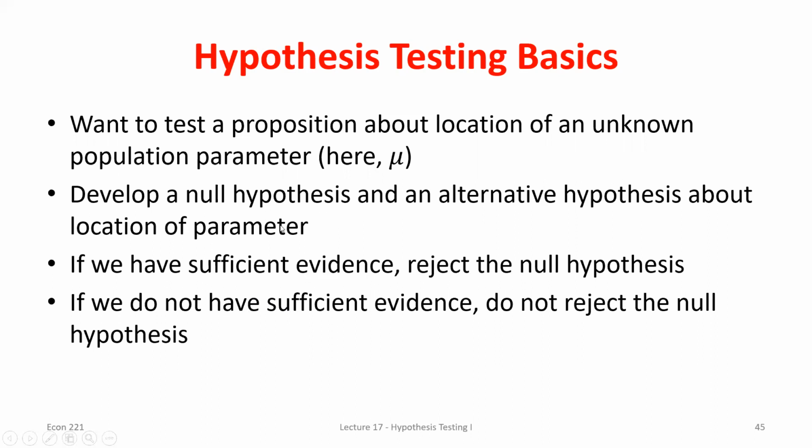So that null hypothesis is just referring to what we're assuming is true. And the alternative hypothesis is then going to be essentially the complement of that. If I assume that the average income is equal to 50,000, the alternative of that is that it's not, right? That's not equal to 50,000. That's just the complement.